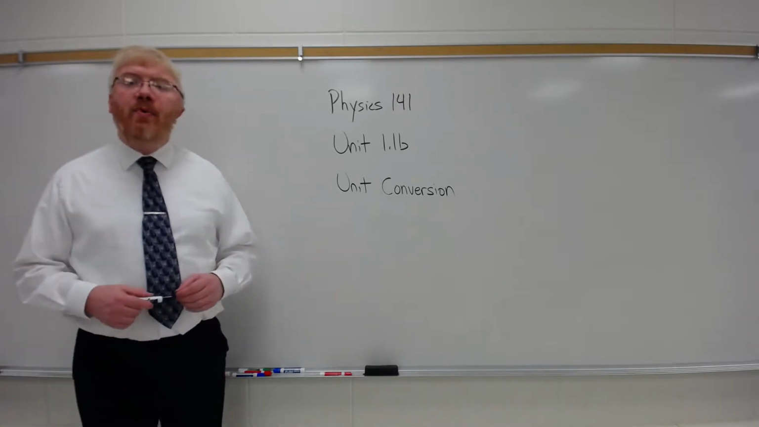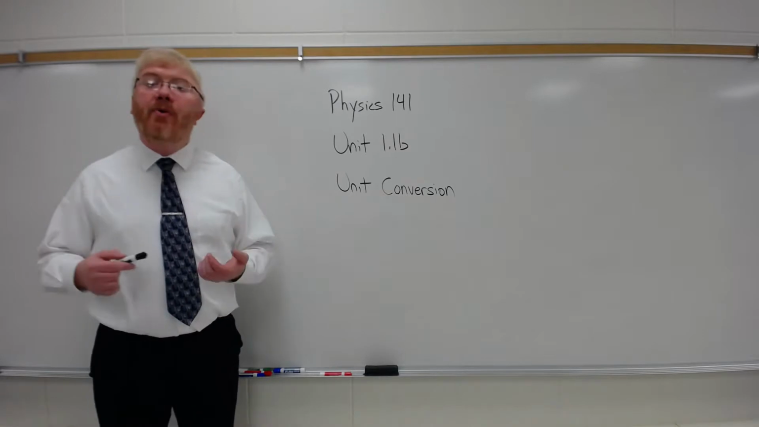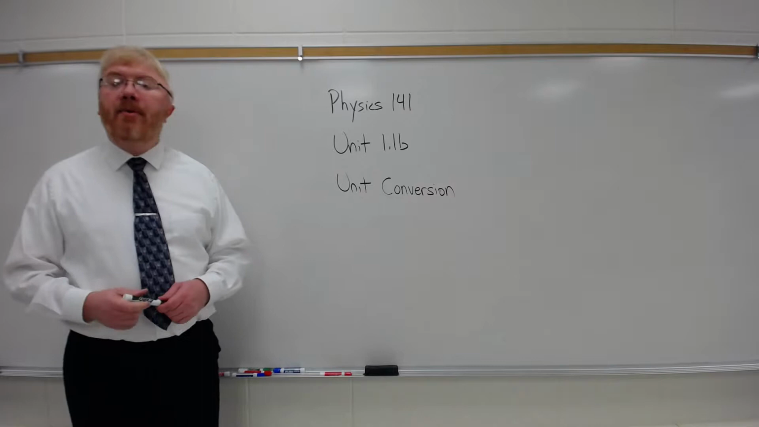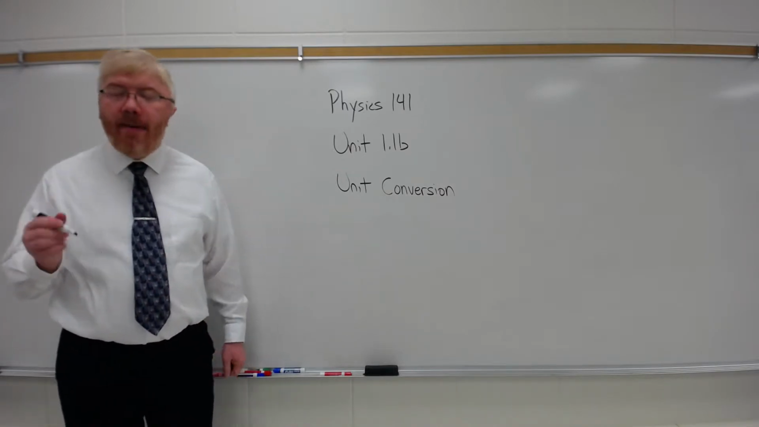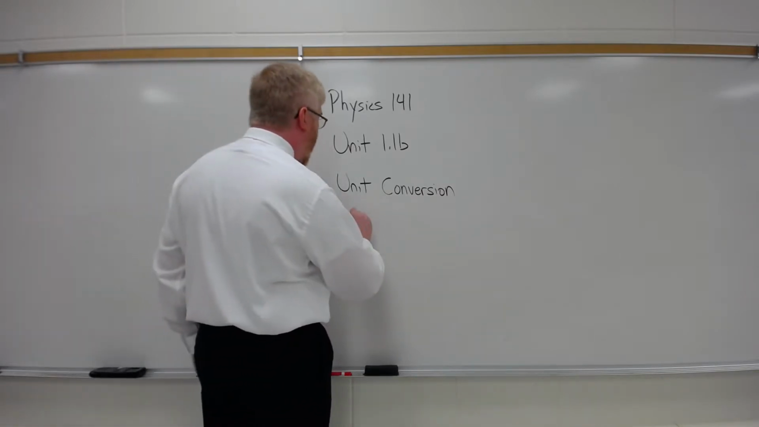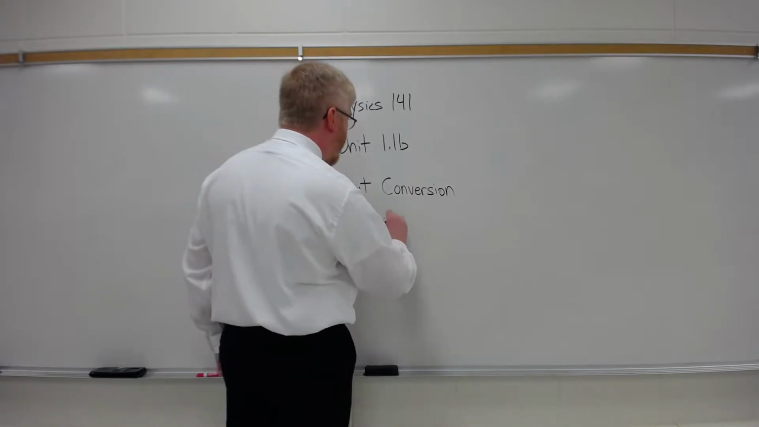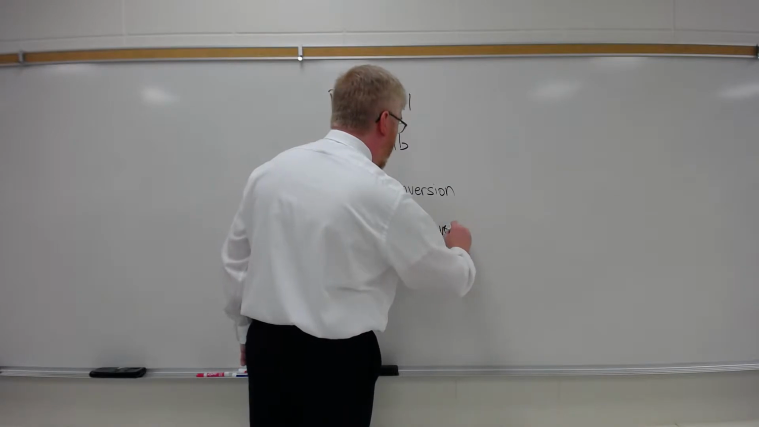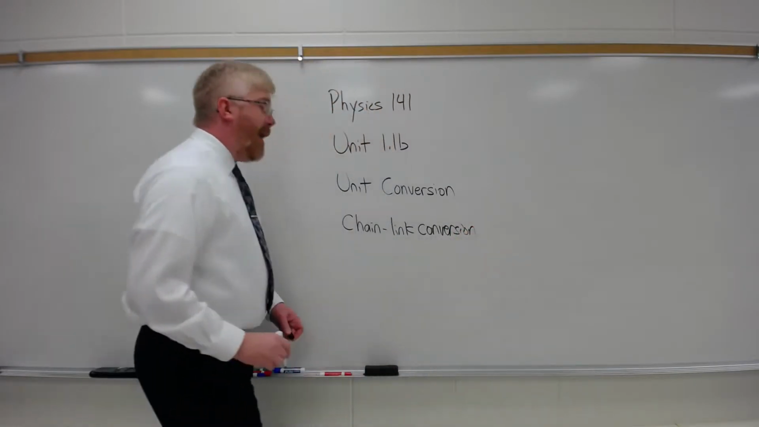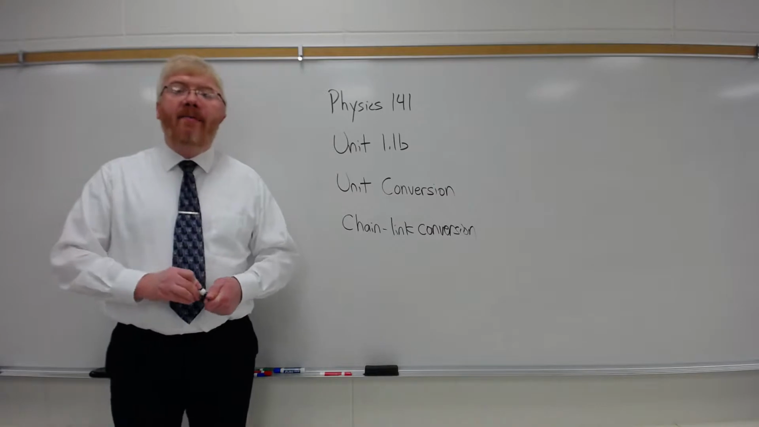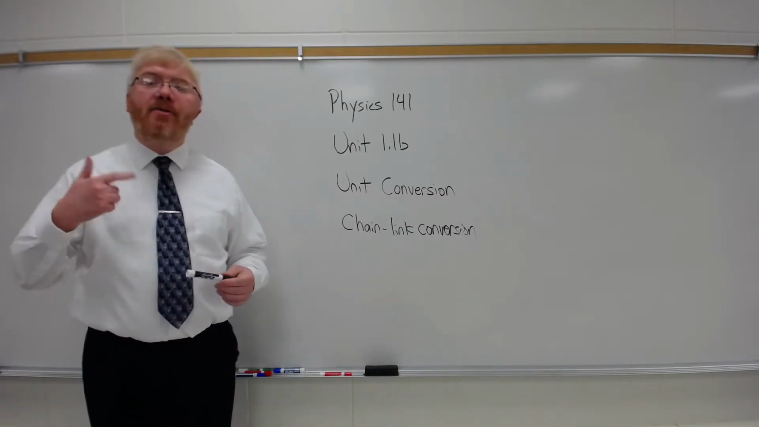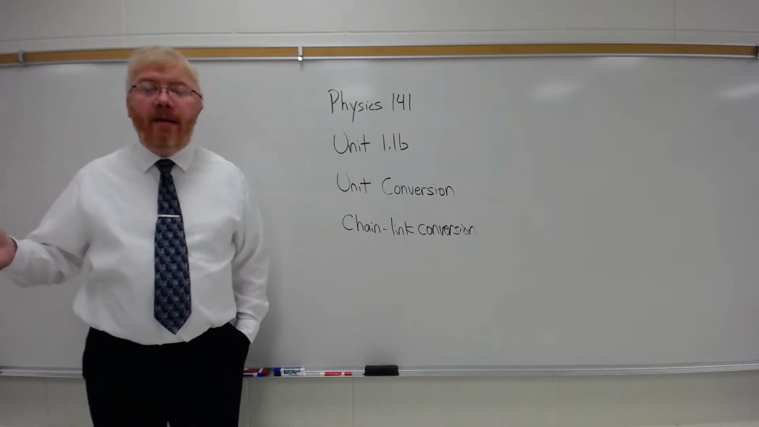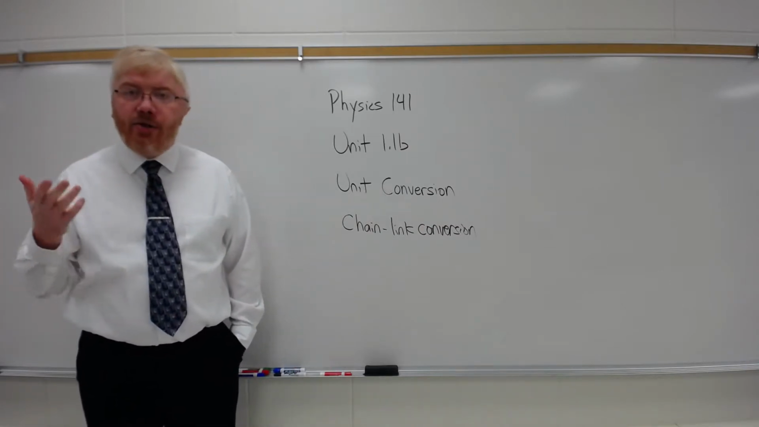So when converting between units, sometimes it can be trivially easy and you can do it in your head. Other times it can be quite difficult. But there's a really great trick to converting units, and that's called chain link conversion. Chain link conversion is a way of taking a measurement and multiplying it by multiples of 1, so you don't effectively change the unit.